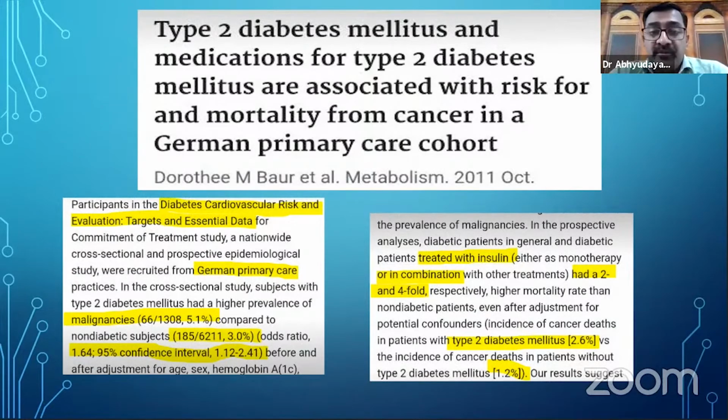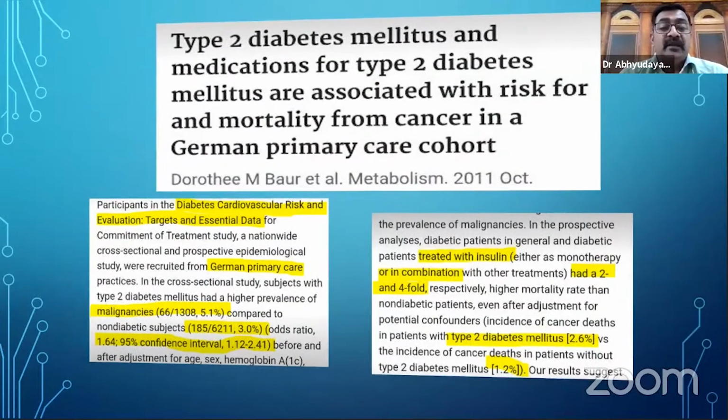It showed that diabetic patients treated with insulin, either as a monotherapy or in combination with other treatments, had a 2 to 4-fold higher mortality rate than non-diabetic patients, and the mortality was 2.6% in diabetic patients with cancer, and it was just 1.2% in patients who did not have type 2 diabetes mellitus.